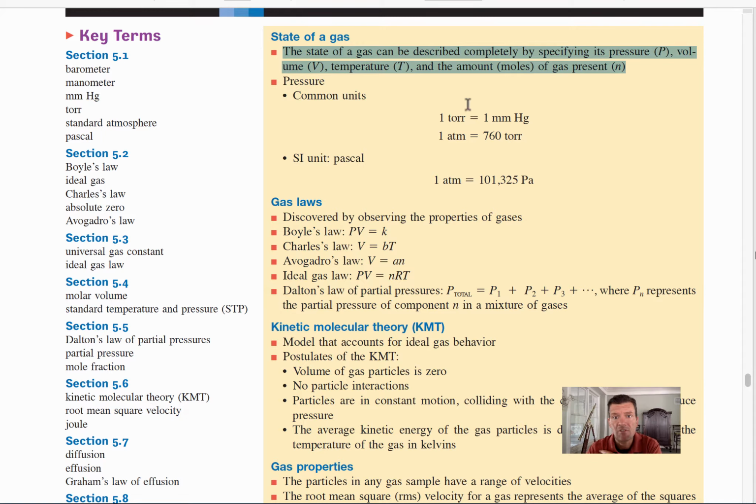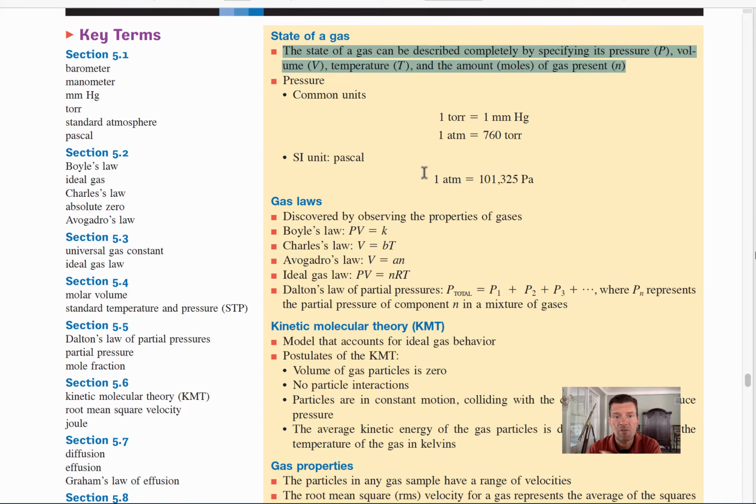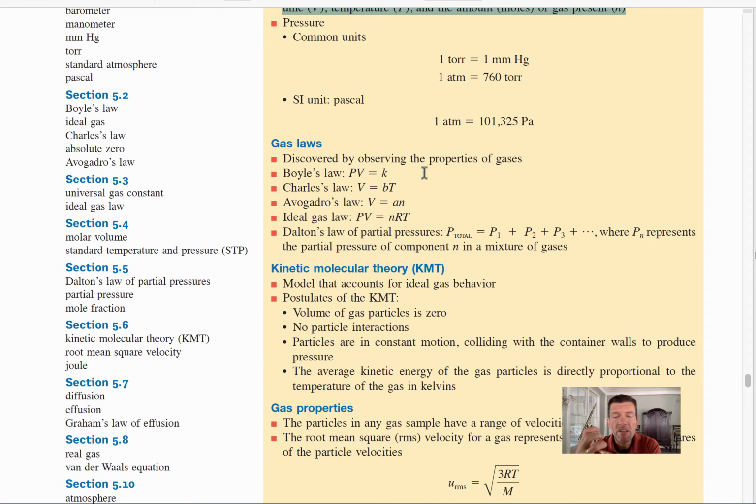The chapters are also going to tell you a little bit about the units involved with different gas variables, pressure, temperature, etc. So make sure you're aware of that. But the meat of the chapters, the most important aspects of these two chapters, are the gas laws.